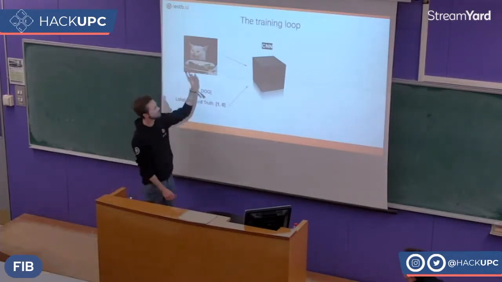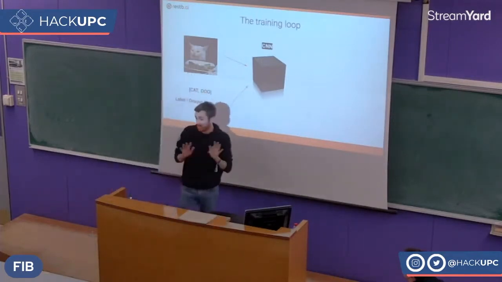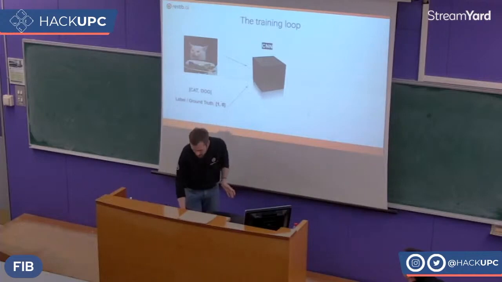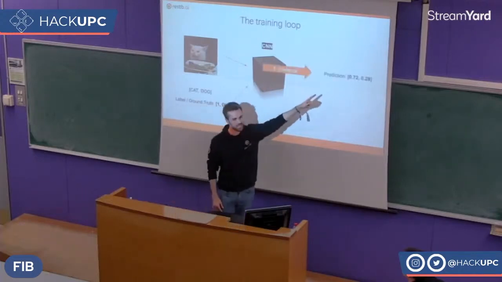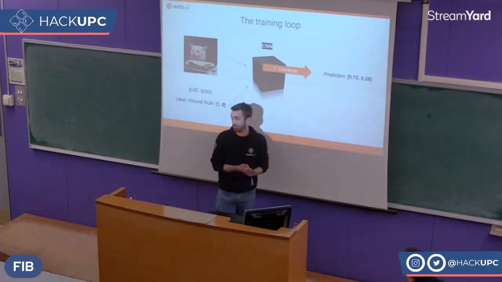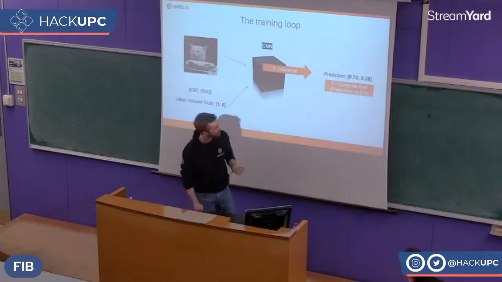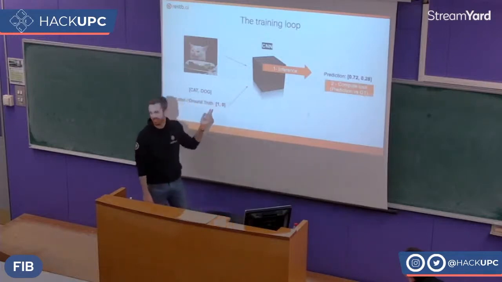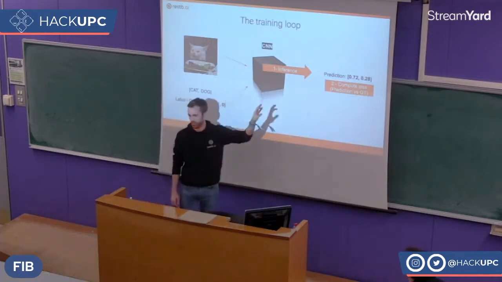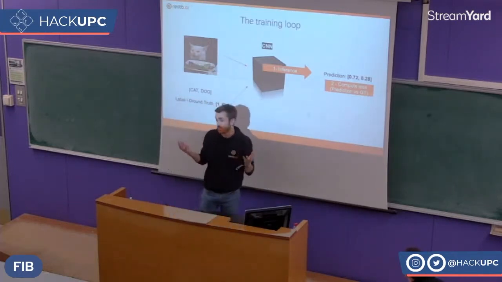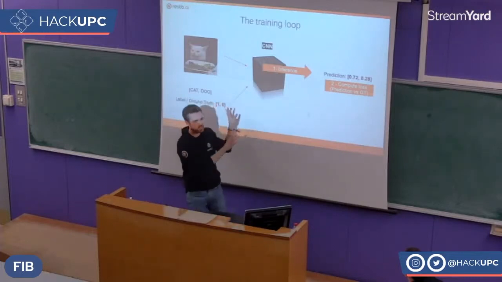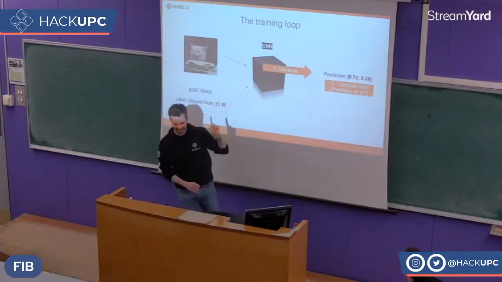We feed the image to the neural network, as it is, and we get a prediction. Okay, the network is telling us this is 72% a cat. Pretty good. But ideally, it would be 100% a cat, no? So what we do is compare the ground truth to the prediction. And this is a step that is called the loss computation. We calculate a distance between this and that.